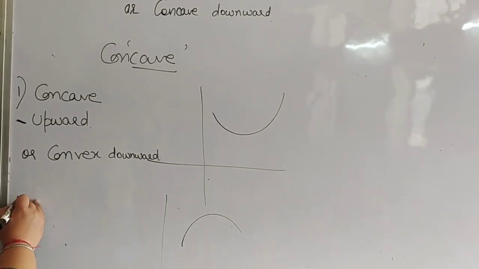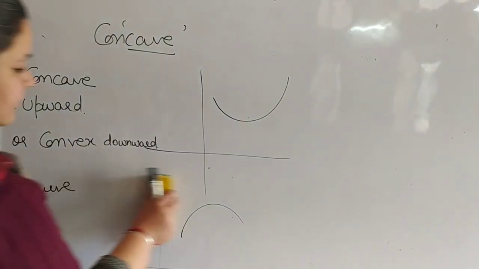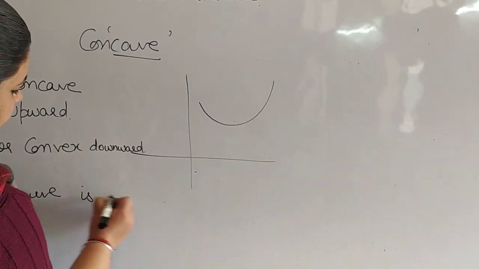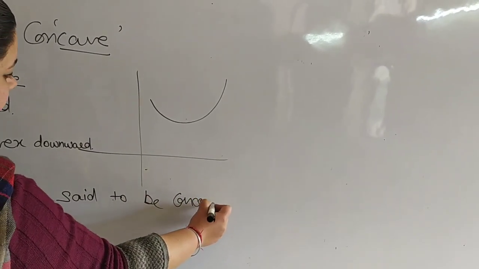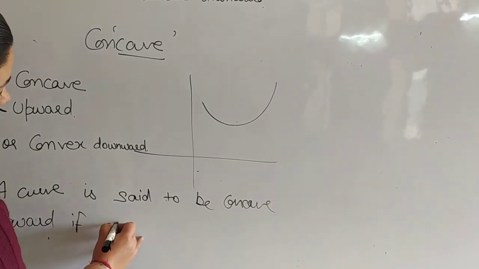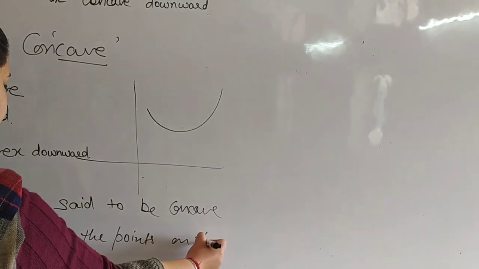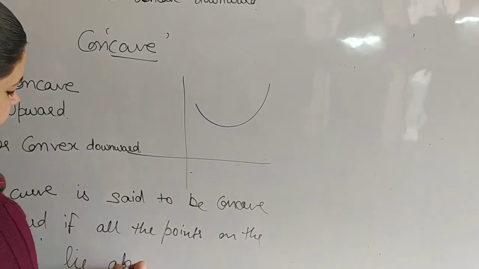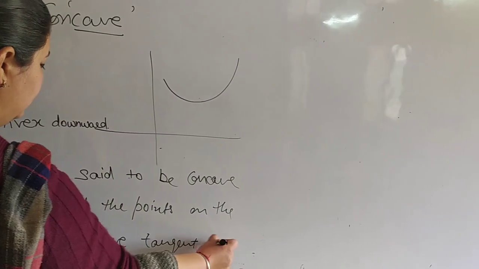Right? A curve is said to be concave upward if all the points on the curve lie above the tangent to the curve.